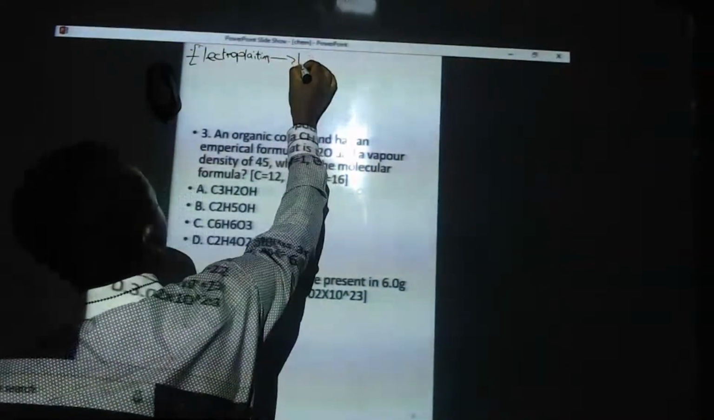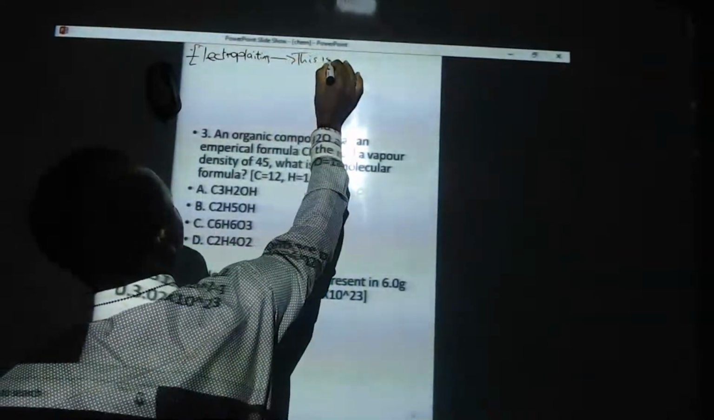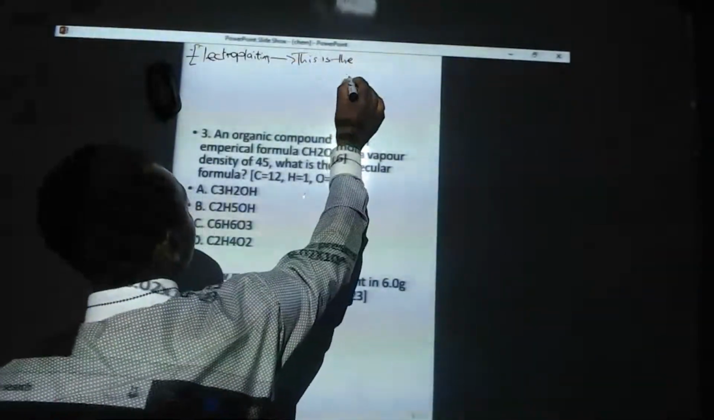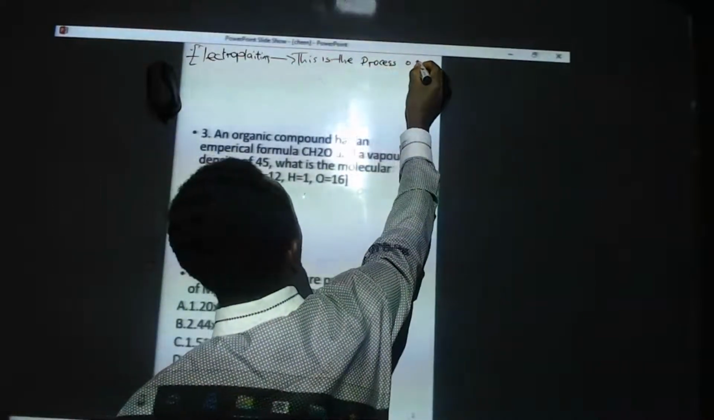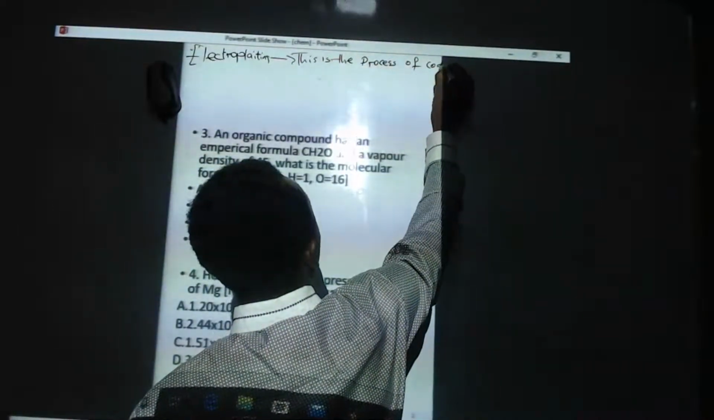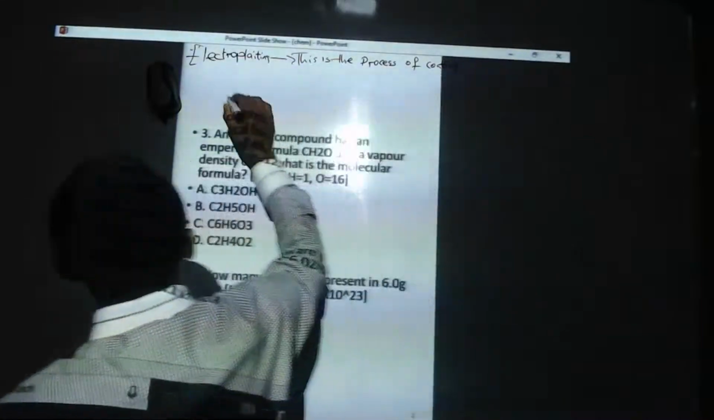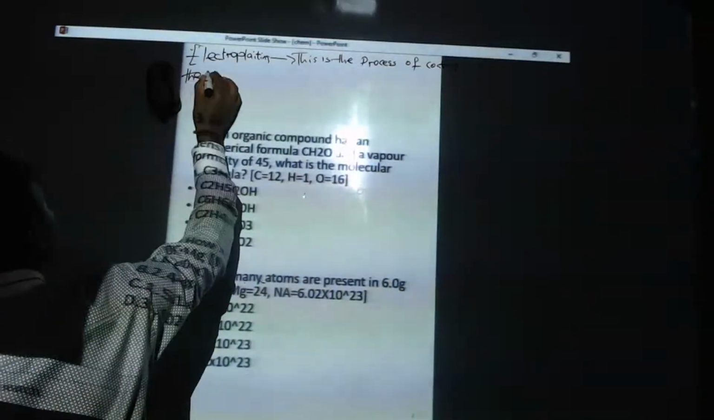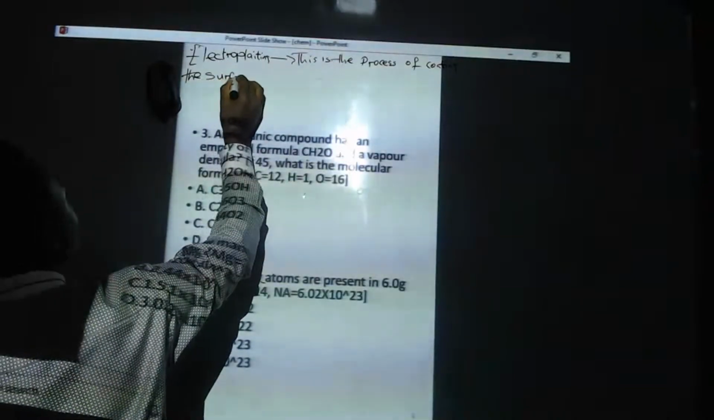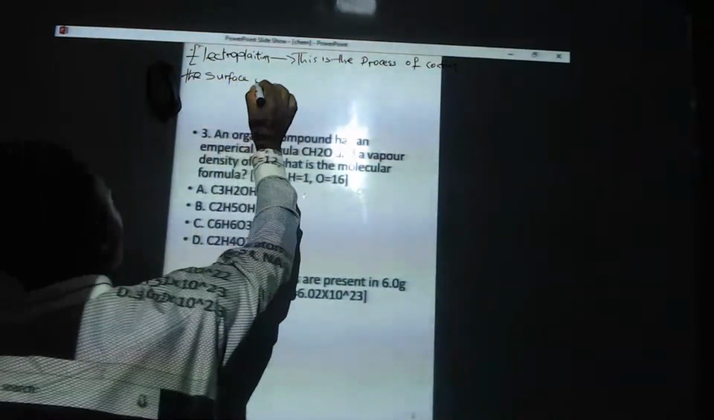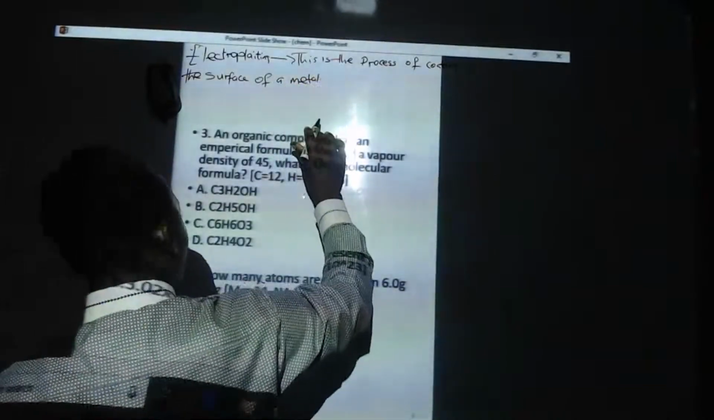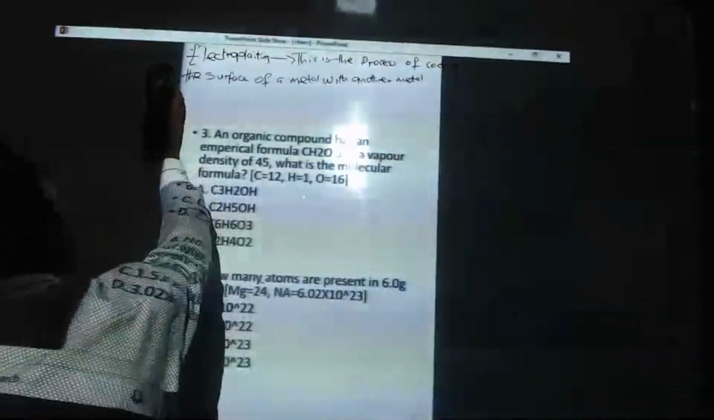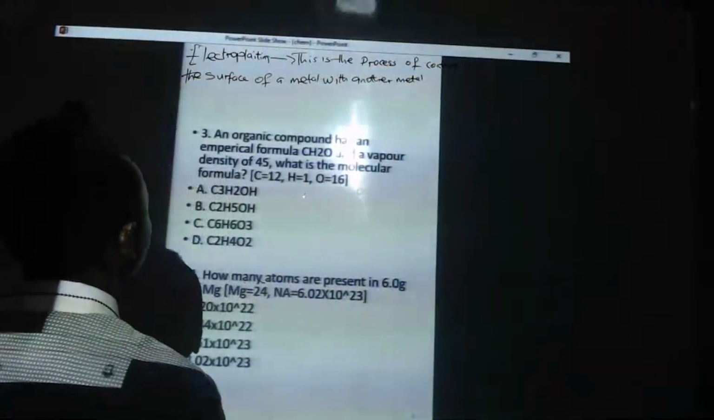As process of coating the surface of a metal. Okay, and also you'll be explaining how electrolysis actually works.